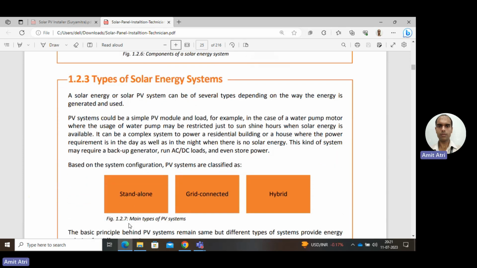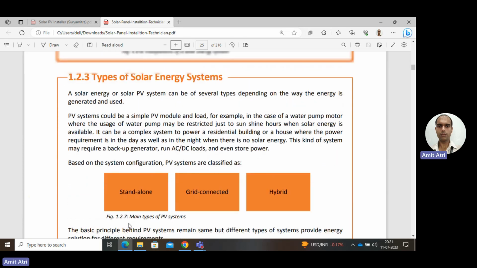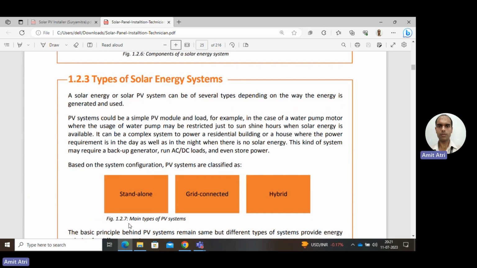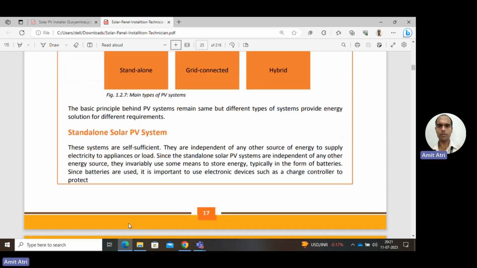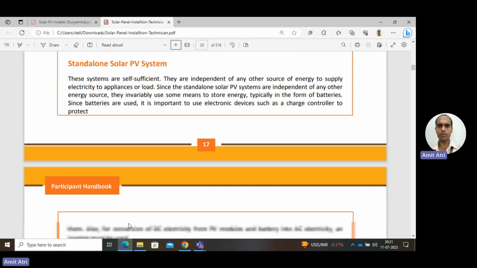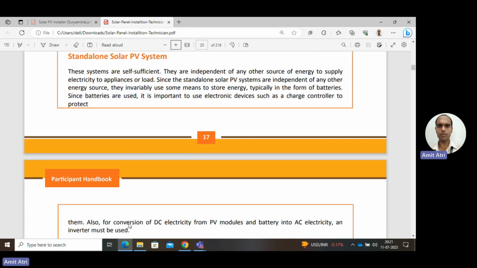Now, the types of solar energy systems. Three types of solar energy systems are available or being used. First one is standalone, next one is grid connected, and the third one is hybrid. We will discuss each one of them one by one. So, the standalone solar PV system.